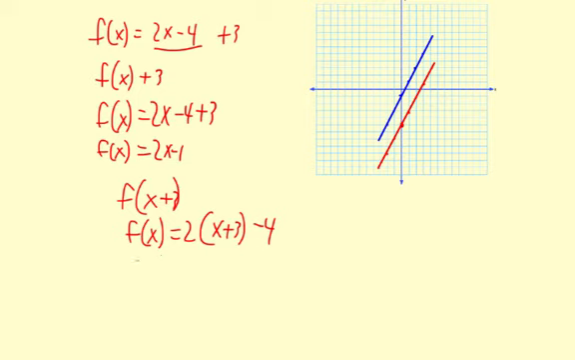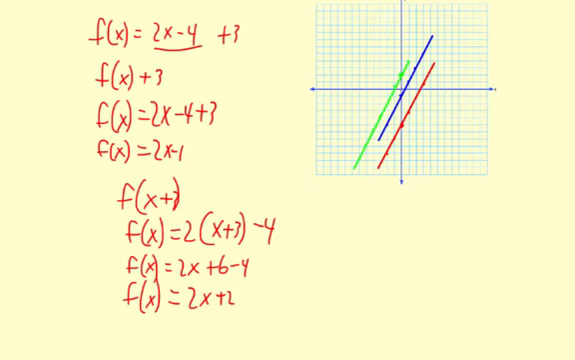So I'm going to simplify this a little more to graph it. Distribute the 2. 2 times x is 2x. 2 times 3 is plus 6, then minus 4. So f of x equals 2x plus 2. Y-intercept is plus 2, and the rate of change pattern is still 2. Okay, so this one was moved 3 to the left. 1, 2, 3.